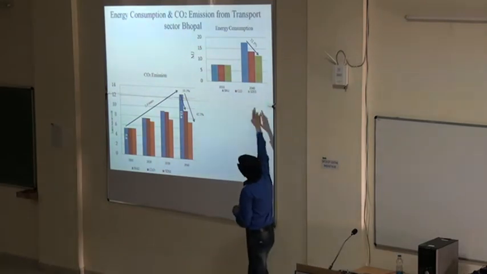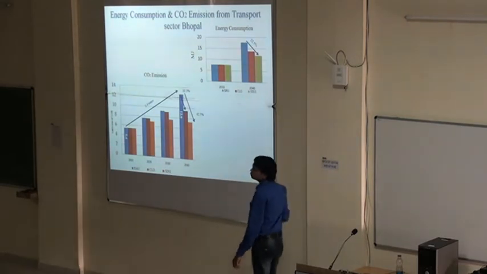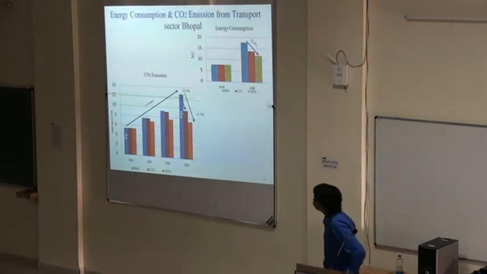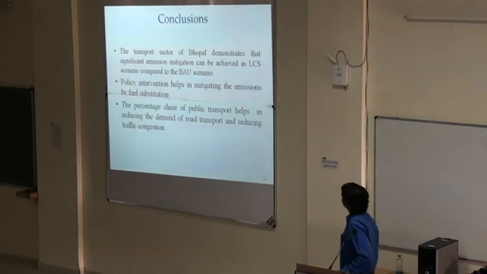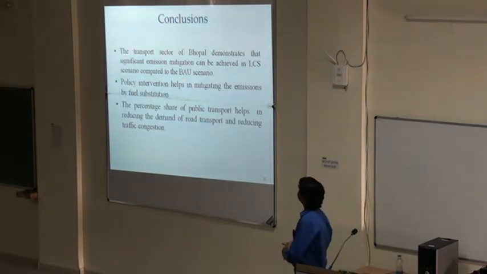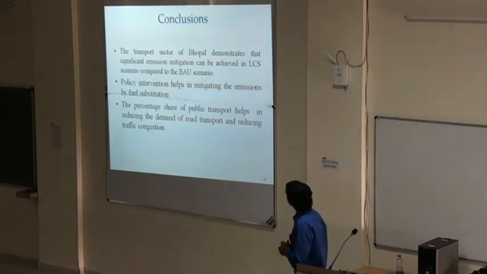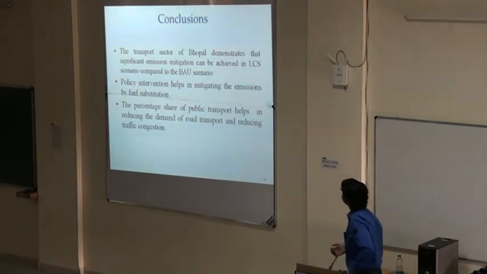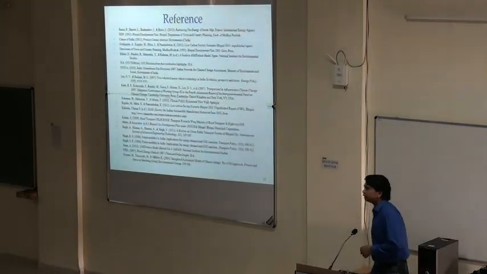In energy consumption, compared to business as usual, if we apply countermeasure scenario 2, then we can reduce the energy consumption by 32.5%, whereas emissions can be reduced by 33.5% in CM1 and 42.5% in the CM2 scenario. The transport sector of Bhopal demonstrates that significant emission mitigation can be achieved in the low carbon scenario compared to the business as usual scenario. Policy interventions help in mitigating the emissions by fuel substitution. The percentage share of public transport helps in reducing the demand on the road and reducing the traffic emissions. These are my answers. Thank you.